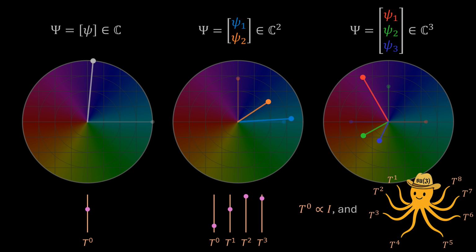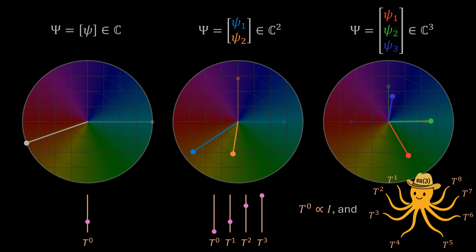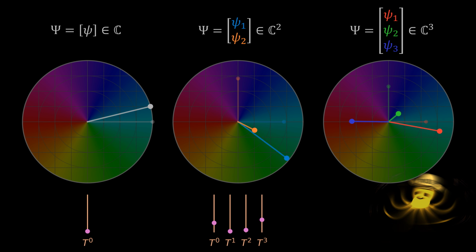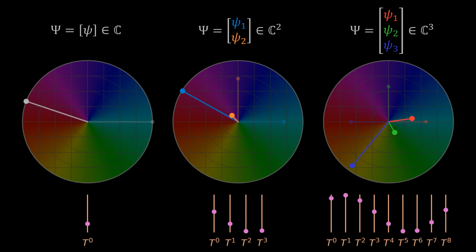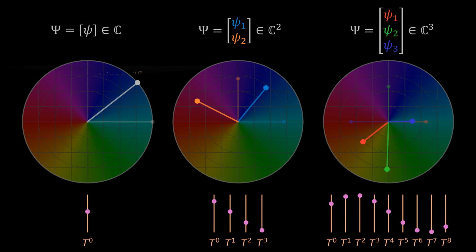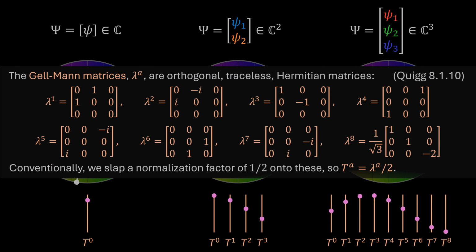I'll introduce you to the octopus later on. He's just stopping by for now to drop off our traceless Hermitian generators. Now these 8 traceless generators that the Octopus brought us, these are the famous Gell-Mann matrices, divided by a normalization factor of 1/2. You don't have to memorize the Gell-Mann matrices.